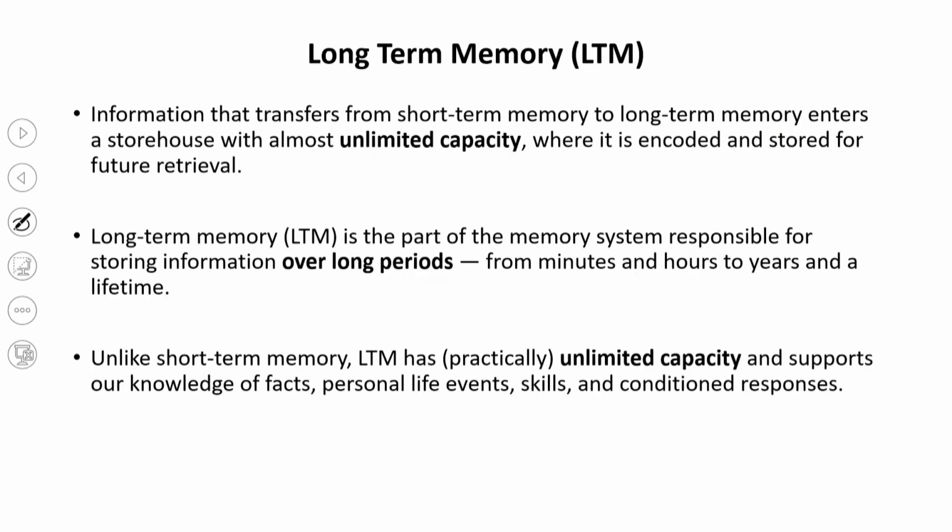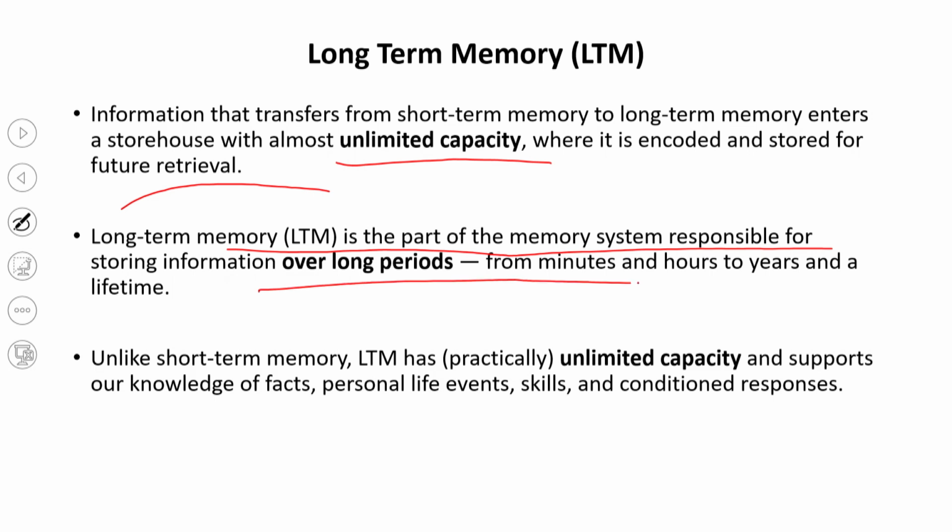Now comes the long term memory. The last component of memory is long term memory. As the information transfers from short term to long term memory, especially when you rehearse it, pay a lot of attention and process the information deeply, then the information goes from short term memory to long term memory, which has an almost unlimited capacity, where it is encoded and stored for future retrieval. Long term memory is the part of the memory system responsible for storing information over long periods, from minutes and hours to years and a lifetime.